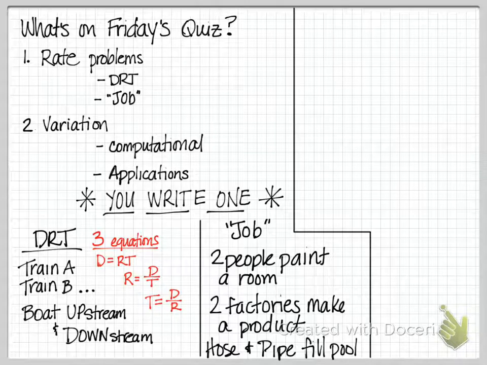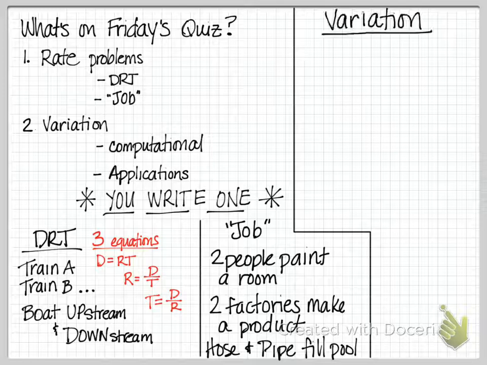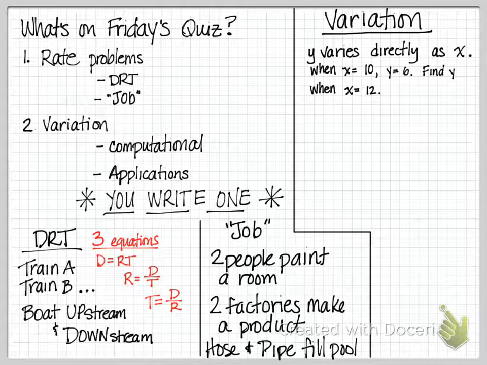The other type of problem that will be on the quiz is variation, and this is like a computational one. y varies directly as x. When x equals 10, y equals 6. Find y when x equals 12. You could write that down and work on it, and I'll have the answer in a little bit for you, but let's look at something else here.